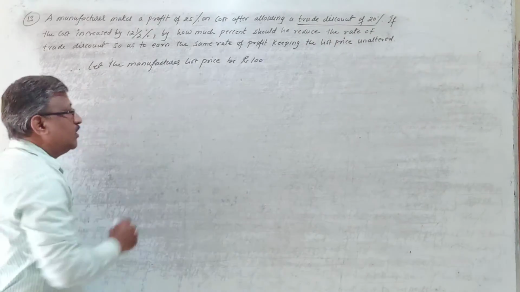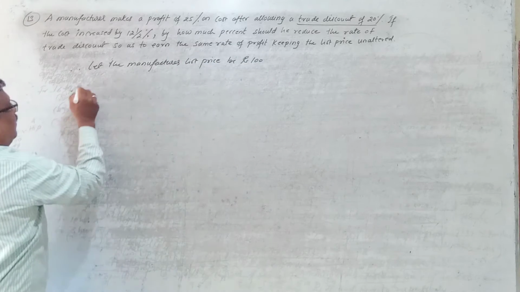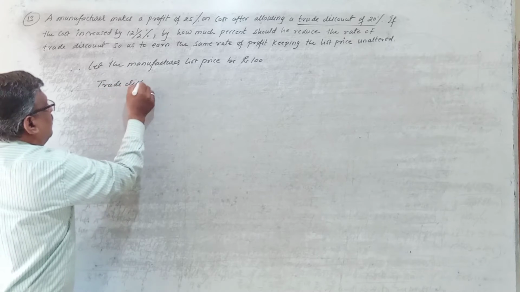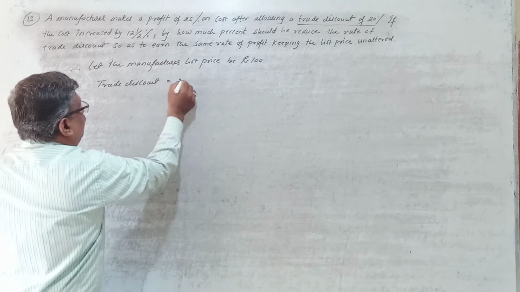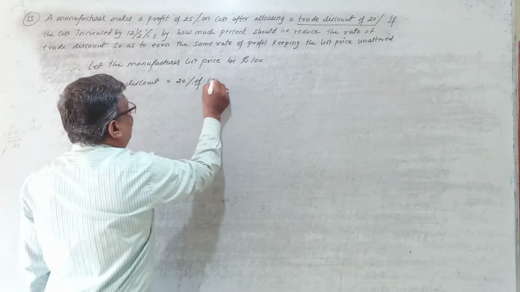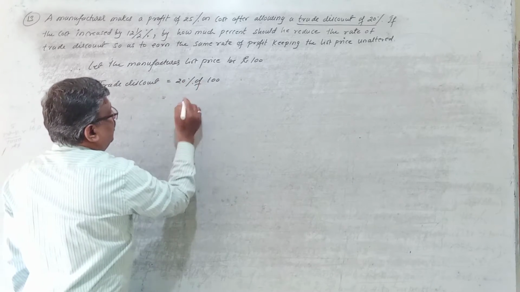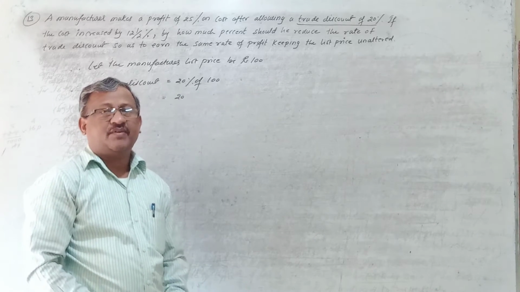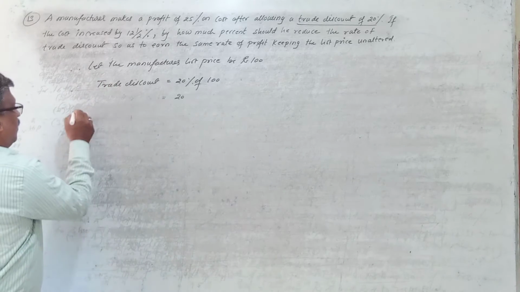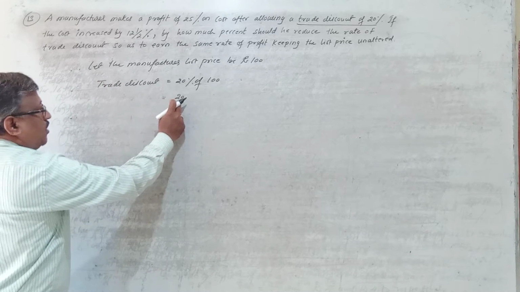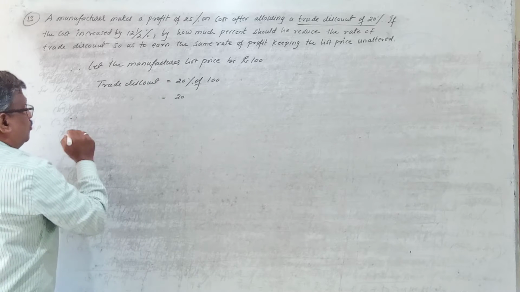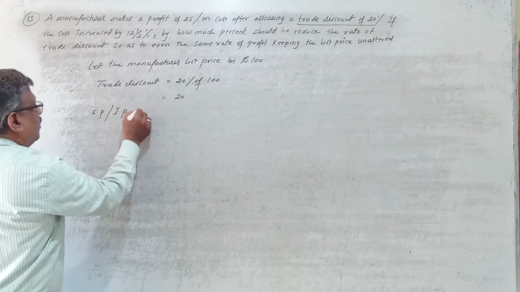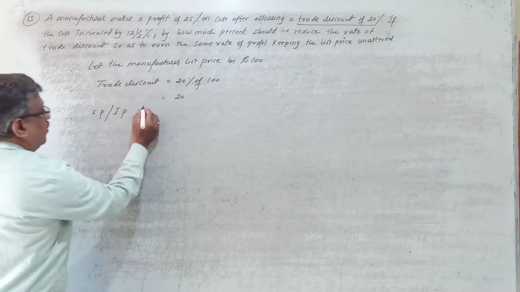Now whatever the manufacturer's list price is, he is giving 20% discount on it. So on this list price you have to calculate the 20% trade discount. Trade discount is equal to 20% of 100. If you calculate 20% on 100 rupees, you will get 20 rupees. Means the manufacturer is giving 20 rupees discount. Now find out at what price he is selling the goods. To find out the selling price, also called the invoice price, how do we do it?